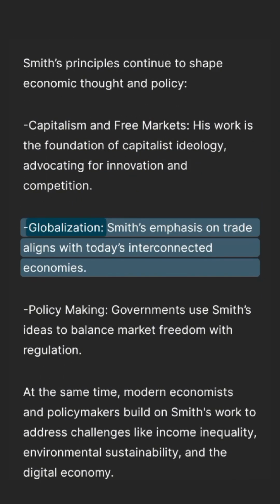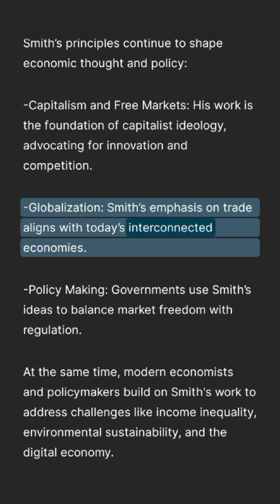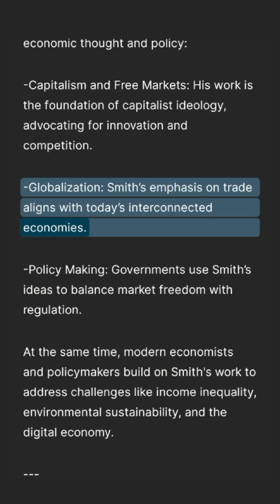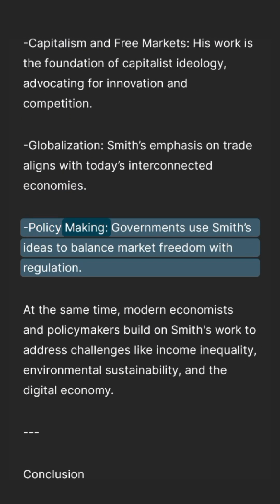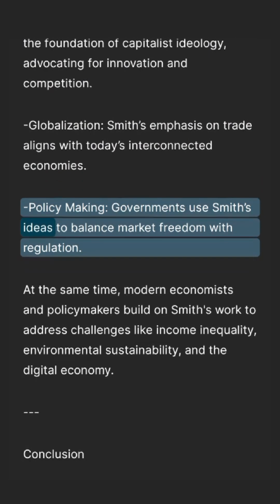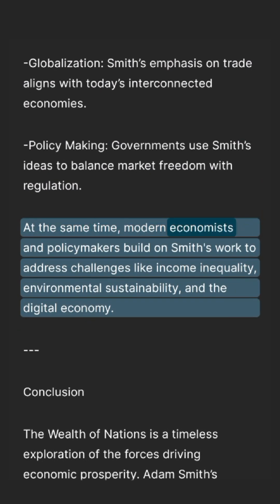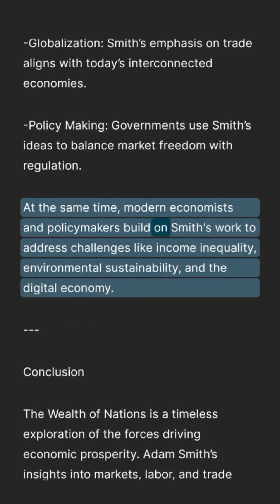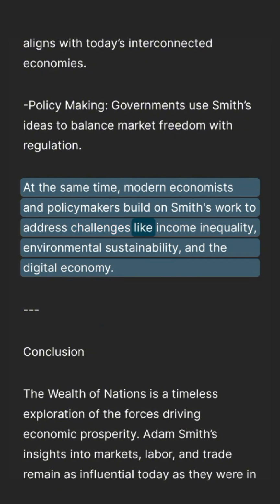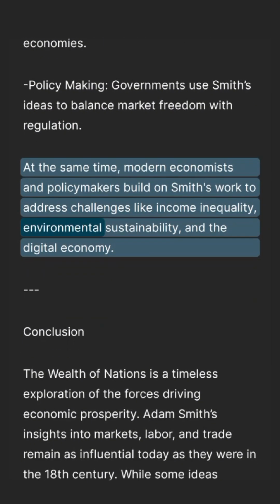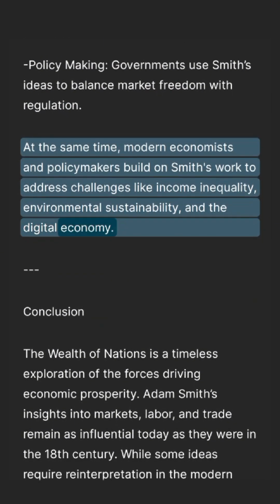Globalization. Smith's emphasis on trade aligns with today's interconnected economies. Policymaking. Governments use Smith's ideas to balance market freedom with regulation. At the same time, modern economists and policymakers build on Smith's work to address challenges like income inequality, environmental sustainability, and the digital economy.